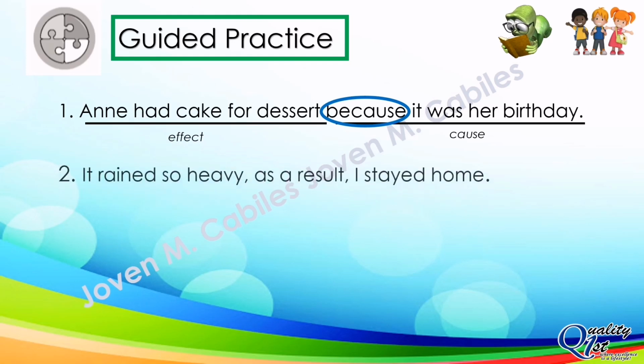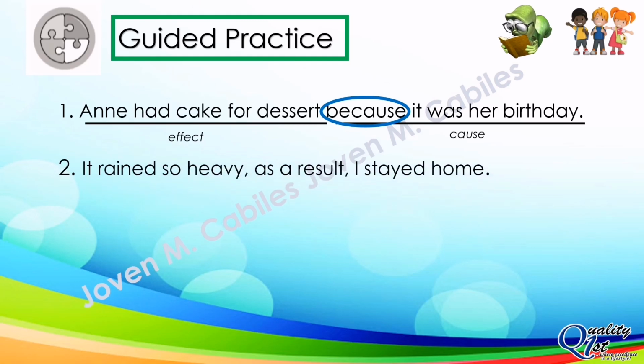Okay, for number 2, it rained so heavy, as a result I stayed home. The effect is, as a result I stayed home, because of the signal word as a result. Okay, and the remaining part of the sentence will now be the cause.